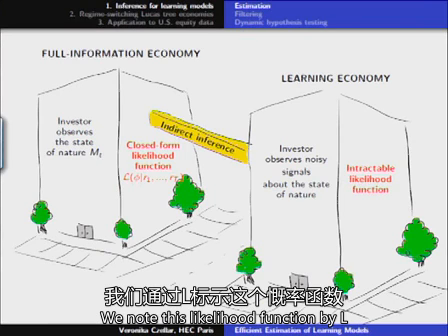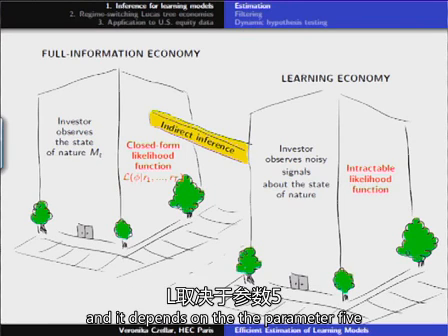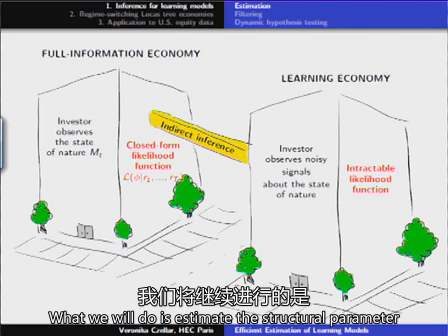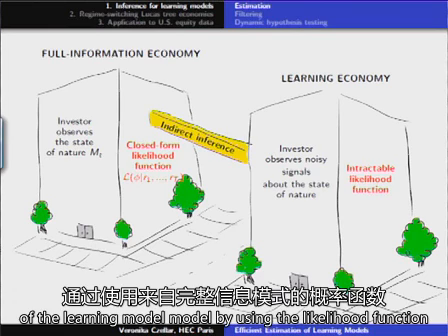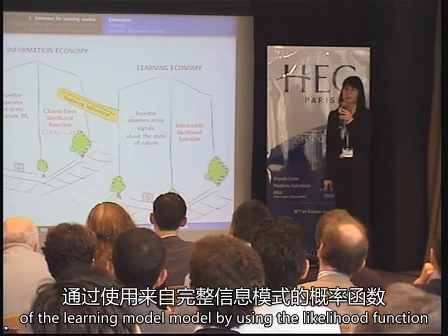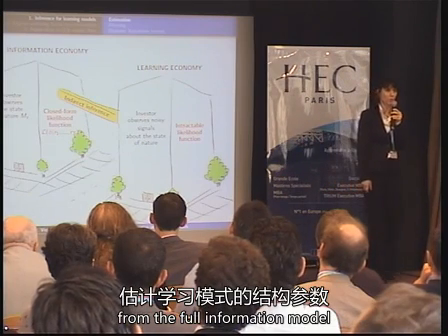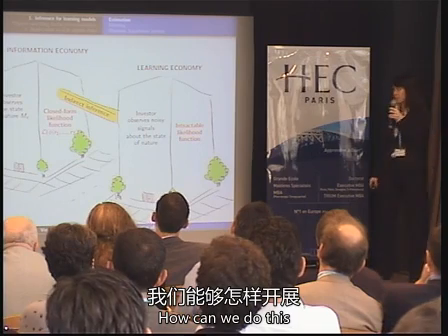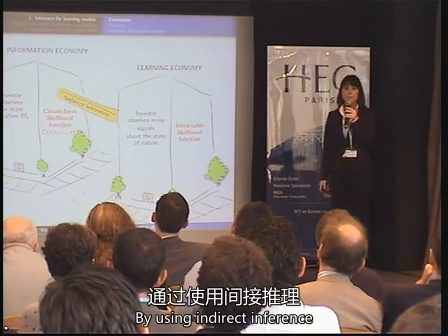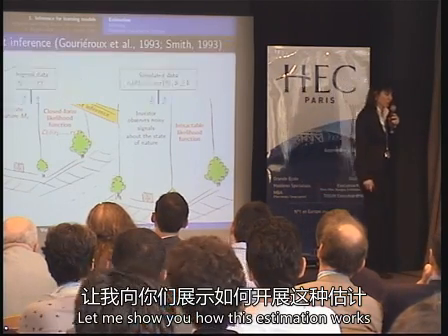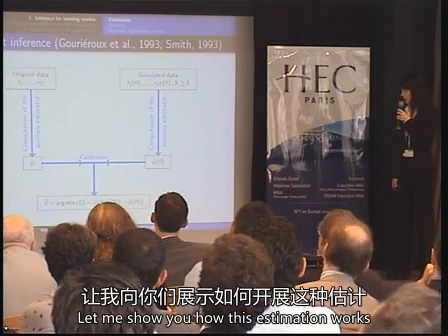Denote this likelihood function by L, and it depends on a parameter phi. So what we will do is estimate the structural parameter of the learning model by using indirectly the likelihood function from the full information model. And how can we do this? By using indirect inference. Let me show you how this estimation works.